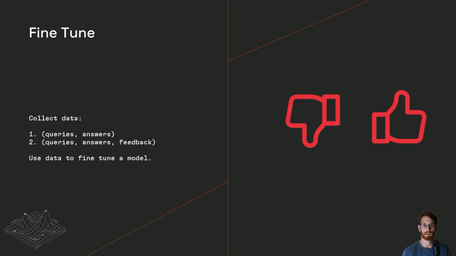You saw the table at the beginning. Between GPT-4 and 3.5 fine-tuned, we saved more than 95% of the cost. So it's worth it. What you have to do in order to fine-tune is collect the data, either the queries and the answers, or the queries, the answers, and the feedback. That's the plus and minus sign that we have on most chat applications, definitely the OpenAI ChatGPT one. Then we use that in order to fine-tune the models.